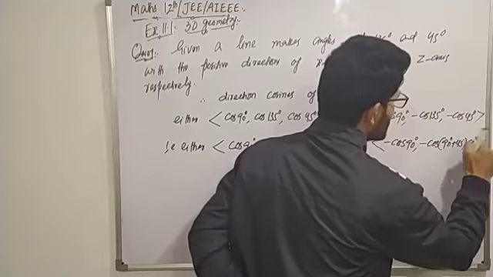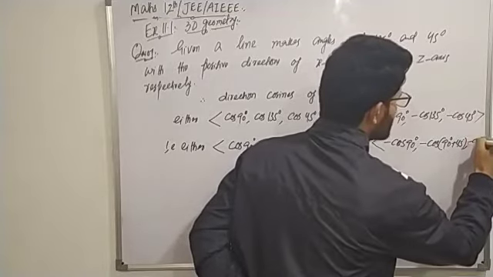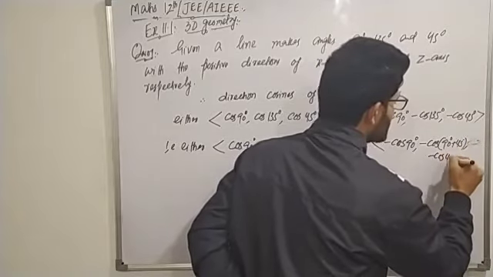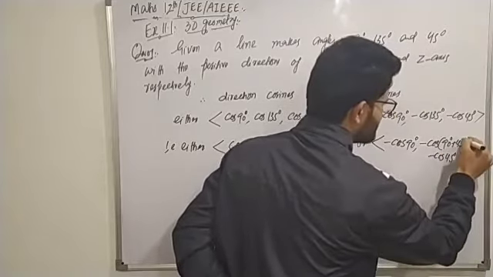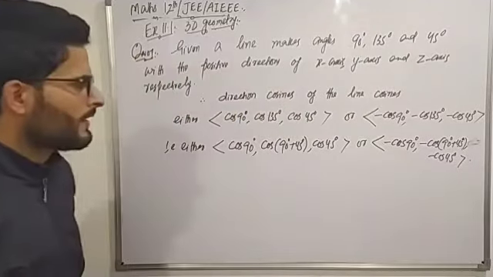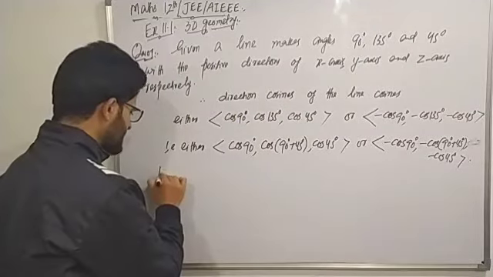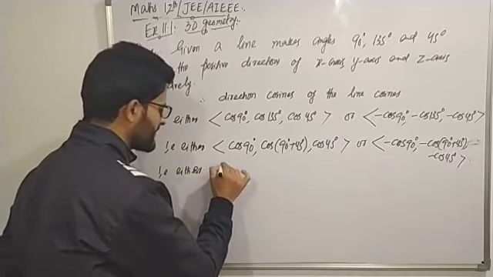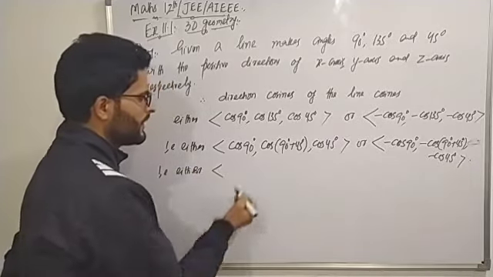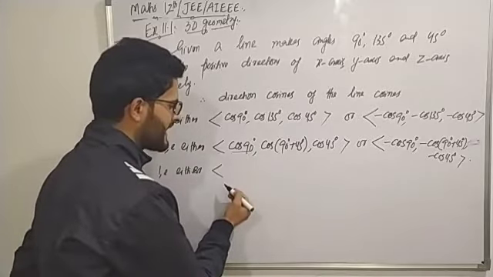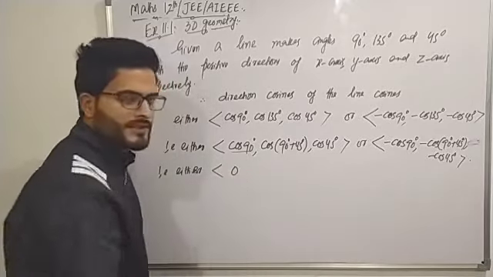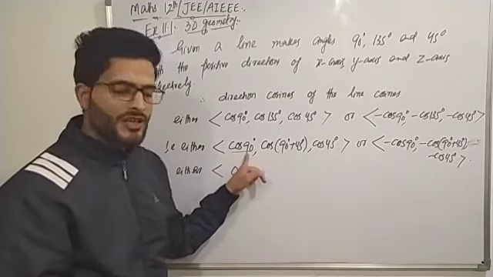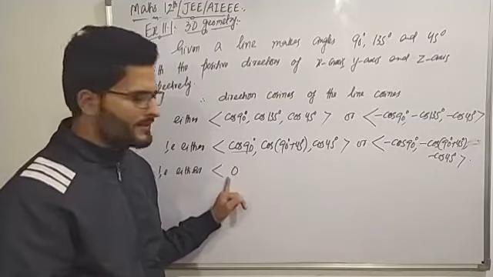minus cos 45 degrees. Yes. Now this can be further written as: the direction cosines can be the ordered triple of, look here, we have the value of cos 90, and the value of cos 90 is obviously 0. Cosine is that sort of function which maps the 90-degree angle to a real number, and that is 0.